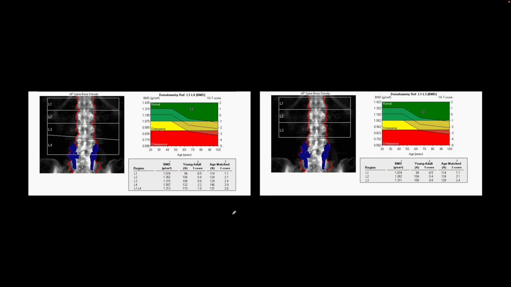This is another DEXA where we don't want to report L1 through L4 in this patient because they've had posterior fixation and metal. And so in this patient, we only want to report L1 through L3 and exclude the L4 vertebral body with the metal artifacts.